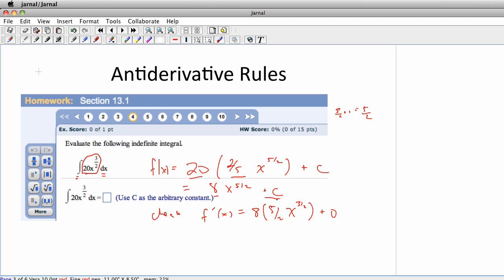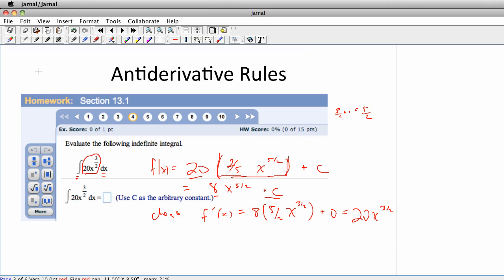The c there, remember, is not a variable. It just stands for plus any number, plus 3, plus 5, anything. So whatever number's there, the derivative will be 0. If I work this out, 8 times 5 halves is 20. And so I do, in fact, have 20x to the 3 halves, just as I wanted to. So the trick is in here.